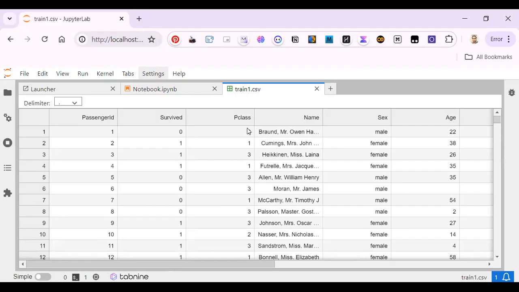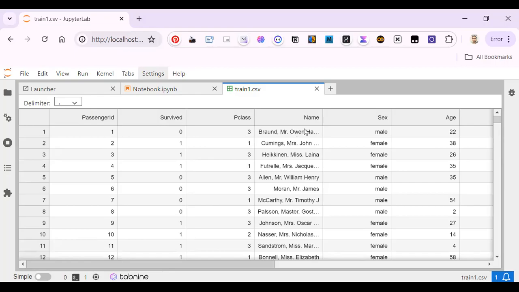But what is the passenger class? Passenger ID is a serial ID, but passenger class is a different concept. For example, if you go to a movie, there is a ticket and there is a number on it.